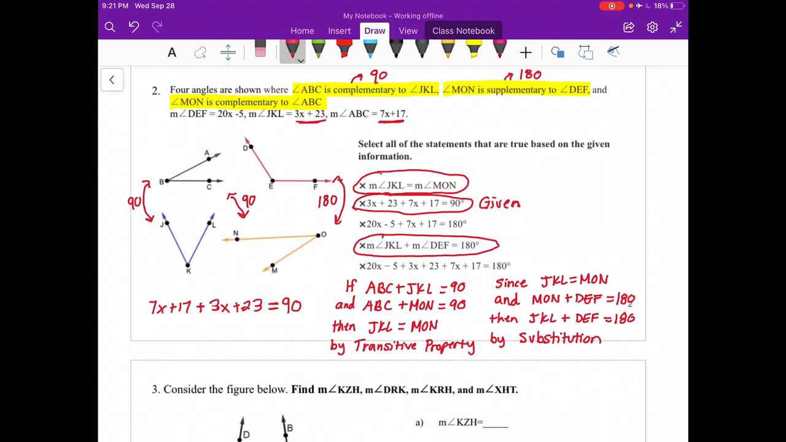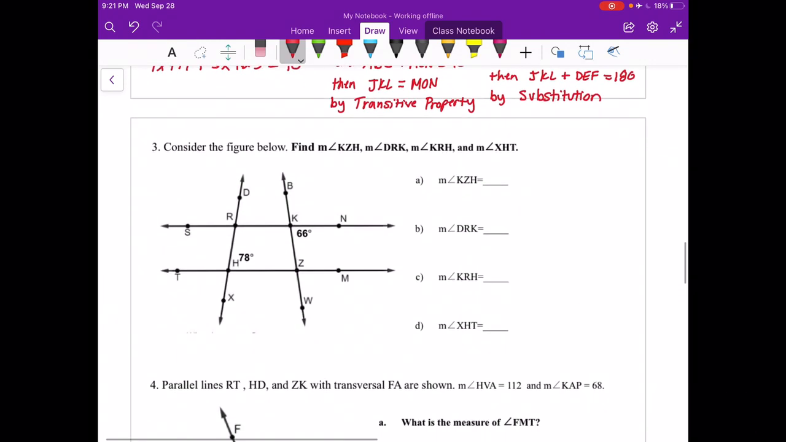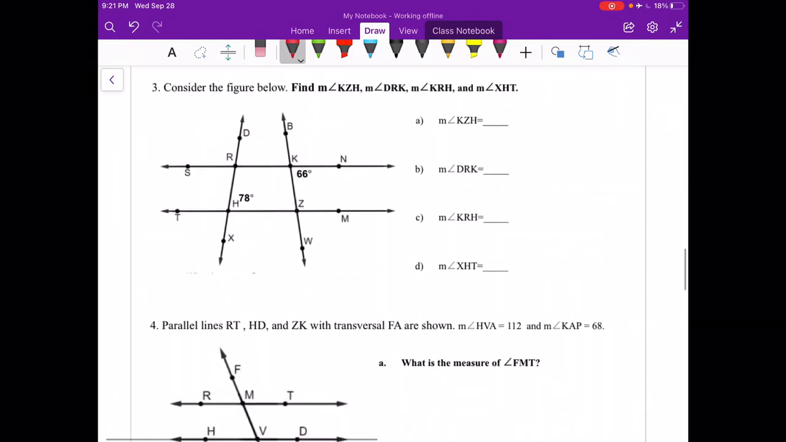So, once again, we know that the first option is true by the transitive property. We know that the second option is true because of the information that we're given. And we know that our fourth option is true by substitution. And that is it for question number 2. Let's move on now to question number 3.